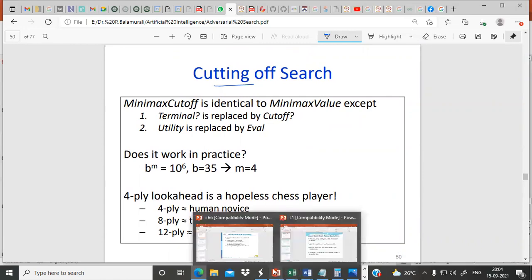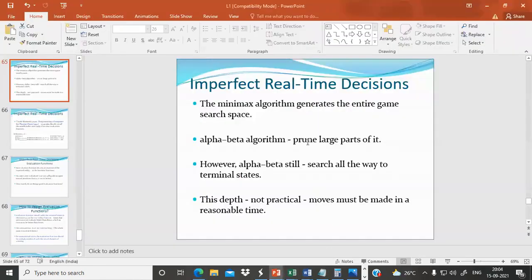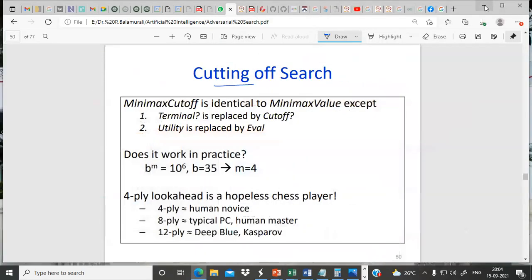This cutting off search is also called imperfect real-time decisions. So I'll come on to that. What is meant by cutting off search? If you take normal alpha beta pruning, it goes all the way up to the leaf node. Until it reaches the leaf node, it won't do the backup. Cutting off search says: don't go up to the leaf node, cut off somewhere in between. That cutoff point you have to decide.